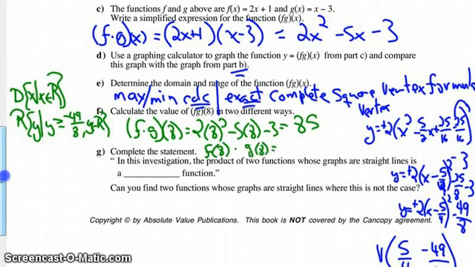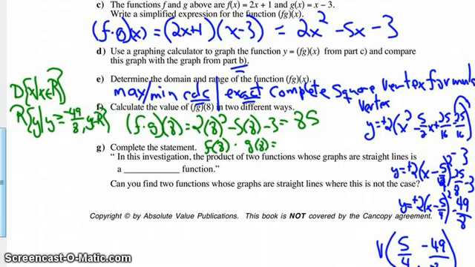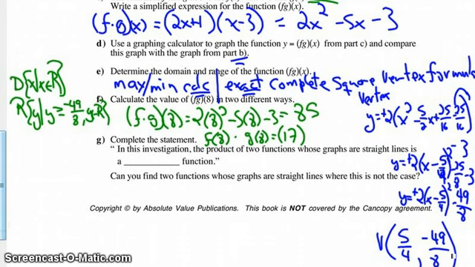Or if you wanted to, you could find f at 8 and g at 8 in your original functions. If you go back to your original functions, f at 8 in those simple little graphing equations turned out to be 17. And when you plug 8 into g, you get 5. And so f at 8 times g at 8 is equal to 85 either way.